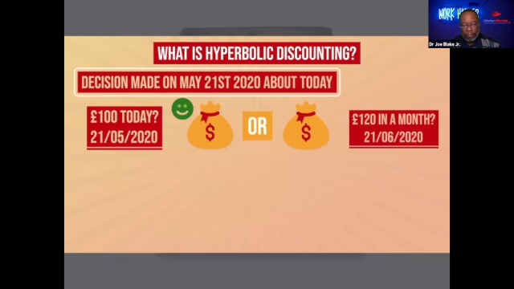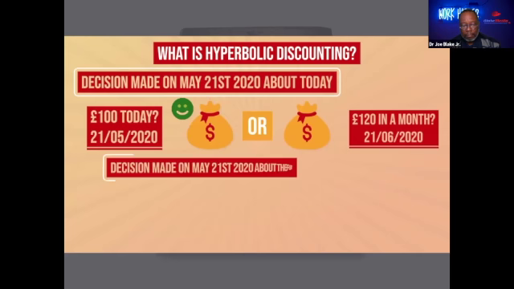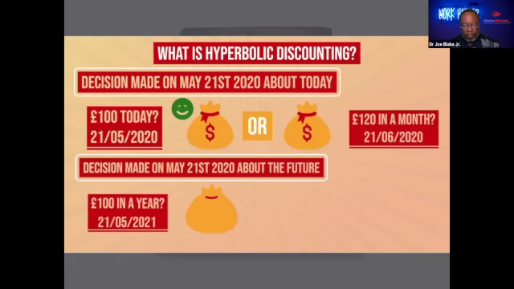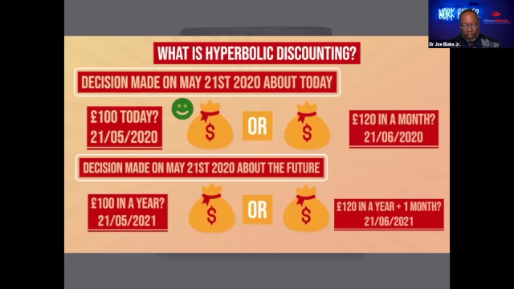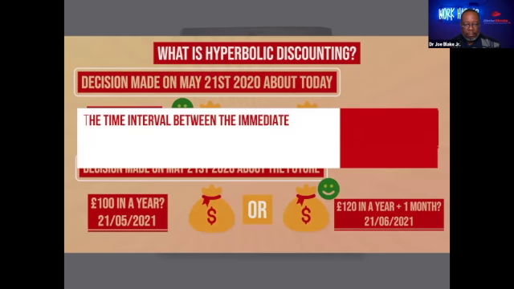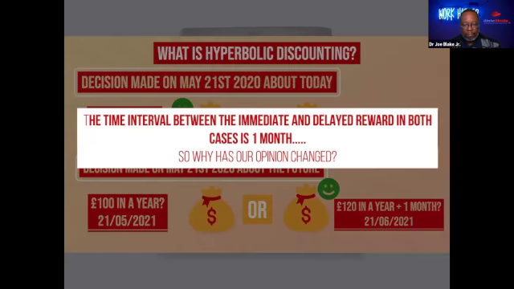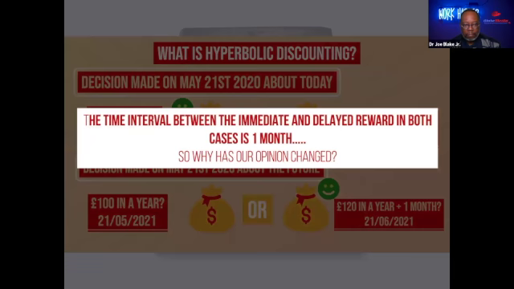So now let me ask you to predict how you would approach the same scenario on a future date. Would you rather I gave you £100 in a year or £120 in a year and a month? Most people believe they would choose £120 in a year and 1 month. But wait, why has our opinion changed? This change in opinion over time is referred to as being time inconsistent and is the basis of hyperbolic discounting.